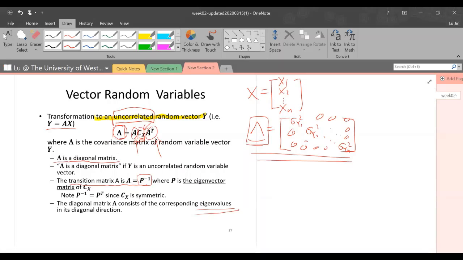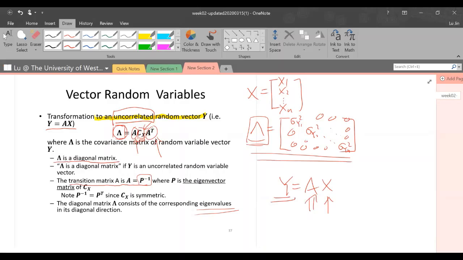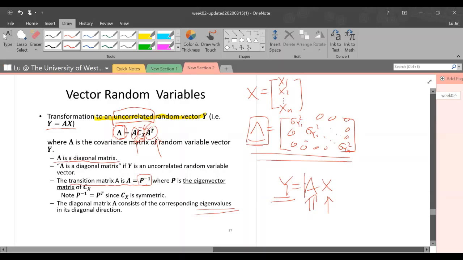Okay, so this whole thing here. Why do we do that? You have got the X. You want to generate a matrix A so that you can produce Y, and all the random variables within the Y vector are uncorrelated. Now the question is how to determine A. This A is also used in such a relationship: A by CX by A transpose.